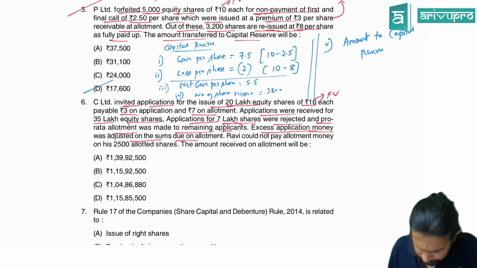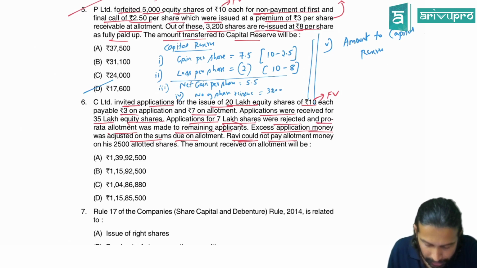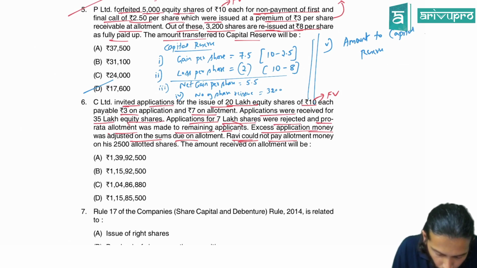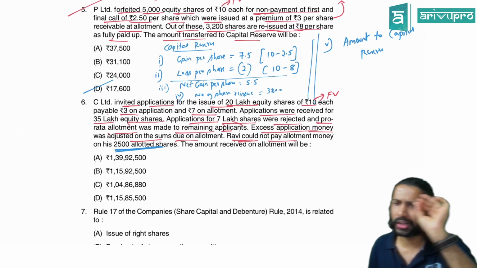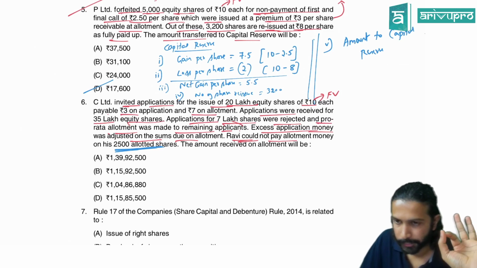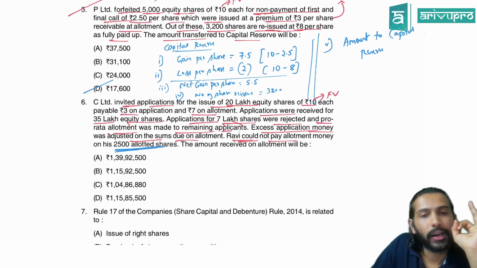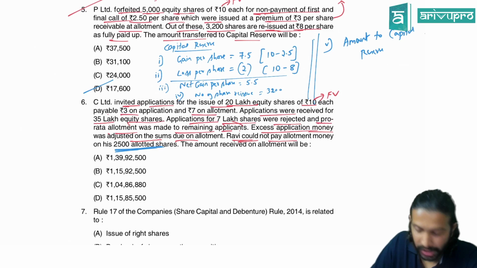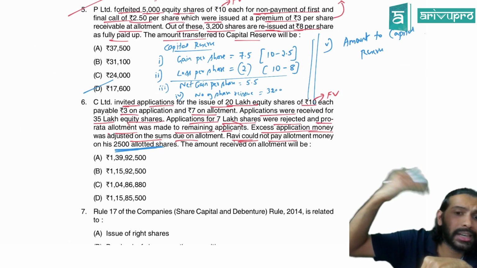Now here is the most important one. Mr. Ravi could not pay allotment money on his allotted 2,500 shares. The keyword is allotted, not applied, guys. Whenever pro rata allotment comes, read the question very carefully. Whether it is allotted or applied makes a huge difference. Here Ravi has been allotted 2,500 shares. That means it's a pro rata allotment. He should have applied for a lot more shares.